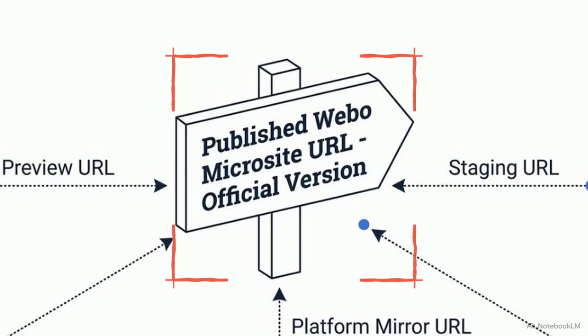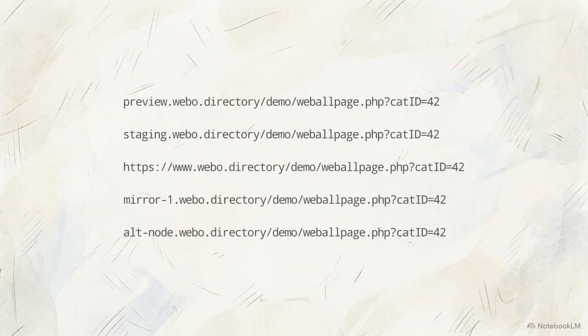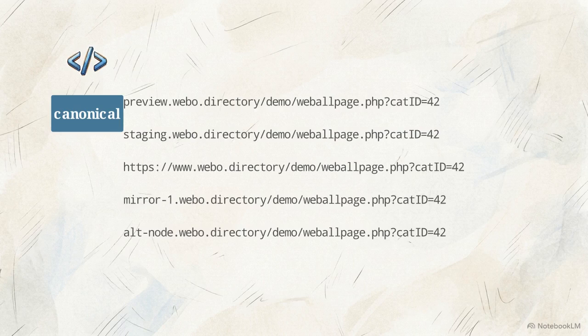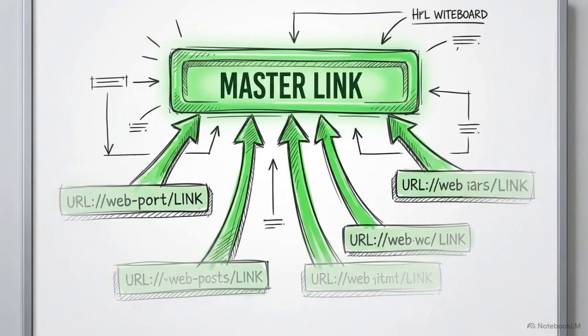It acts as an explicit signpost, directing search bots away from duplicate links and toward your official URL. The canonical tag is a hidden piece of code that tells Google precisely which link serves as the master copy of your content. Setting this signpost ensures Google consolidates your SEO credit onto your published URL. This prevents duplicate content penalties and helps your page rank more effectively.